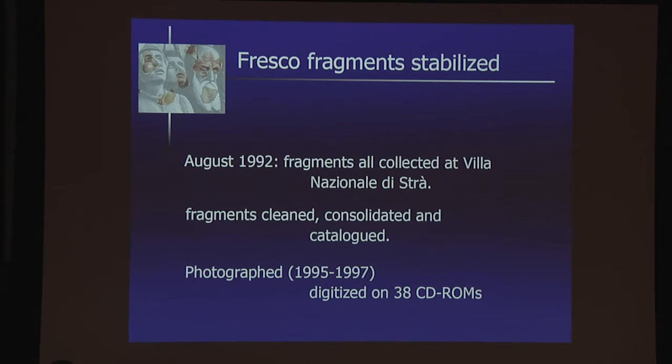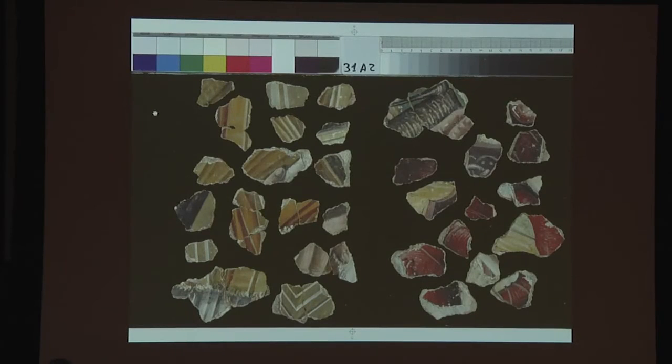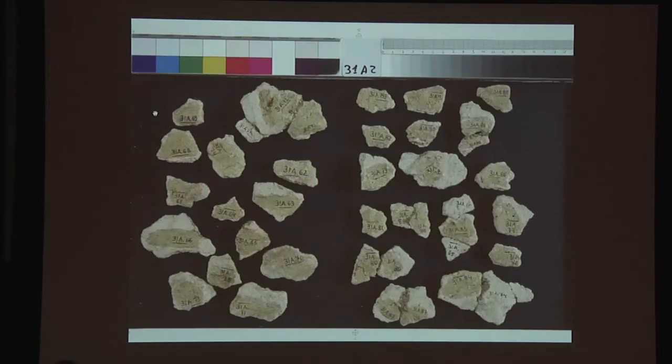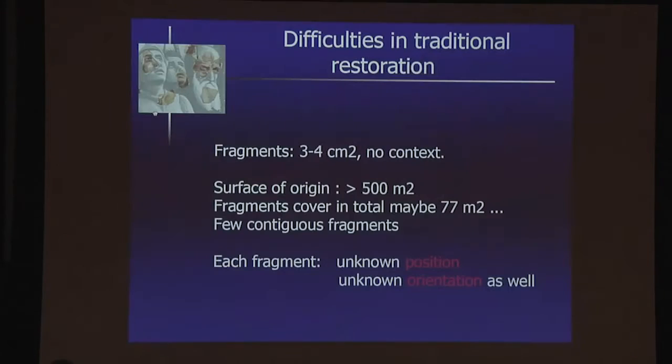But they were all digitized on a collection of CD-ROMs. And here you see an example of some of the data they had. Here are a few of the fragments that they had pieced together over the years. These were, I think, all the ones they had, and they were numbered on the back. This information was made available to anybody who wanted to propose a solution to do something with these.